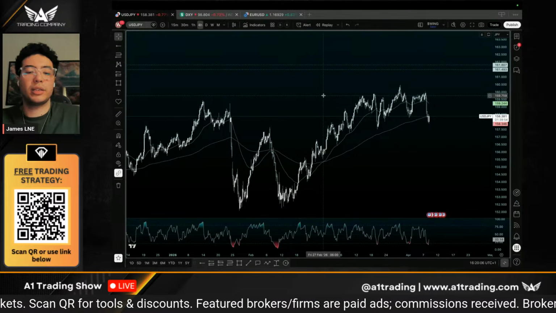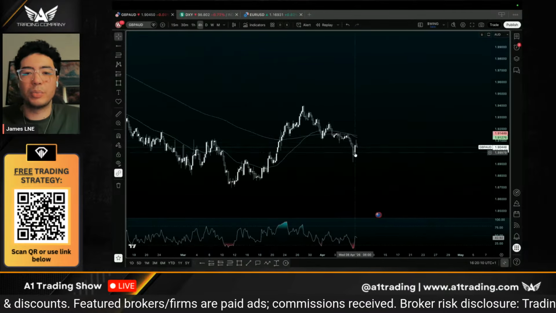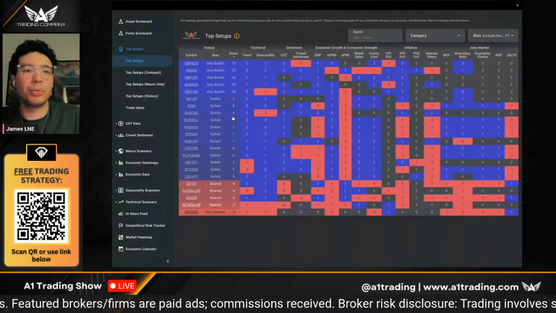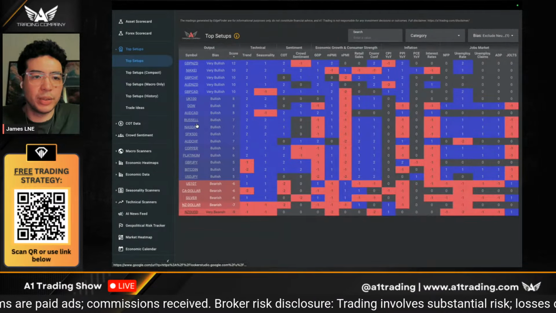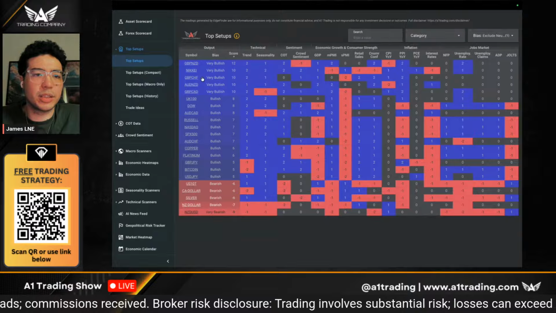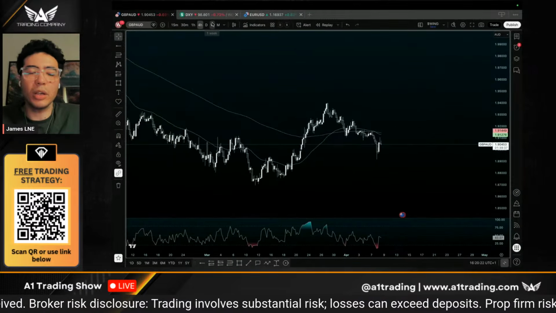GBPAUD, yeah, so I was long on GBPAUD, but I got stopped out on this move here. The reason I was long is because it was bullish on the Edge Finder. I think it's dropped off now. It has, yeah. So I've actually got no interest in the pound Aussie anymore, long or short.